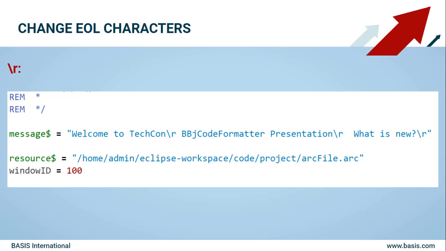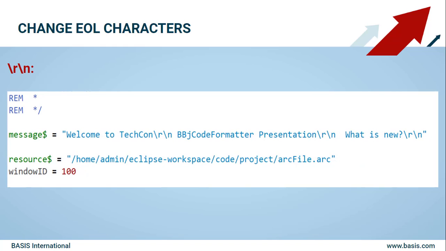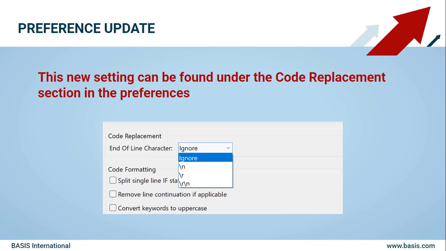Same thing happens if we change from the line feed to the carriage return character. All of the end-of-line characters are replaced with a \r. And last but not least, all the characters are replaced with the double character \r\n. The characters can easily be swapped back and forth without any issue, depending upon which one is needed at the time. This new setting can be found under the code replacement section in the BBJ code formatter user preferences. It's set to ignore by default.